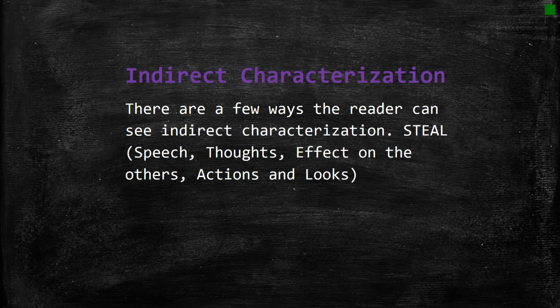Indirect characterization. There are a few ways the reader can see indirect characterization: through speech, thoughts, effect on others, actions, and looks. We call this STEAL, S-T-E-A-L, if you want to remember it that way. It's a cool way to remember indirect characterization. So if you can remember the word STEAL, you can remember all these things.